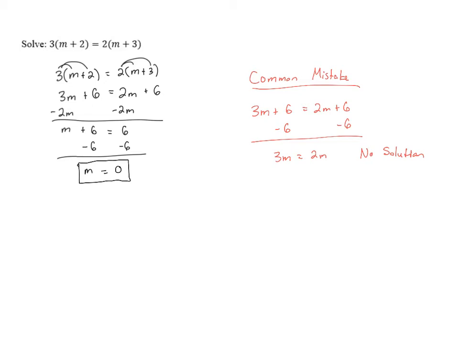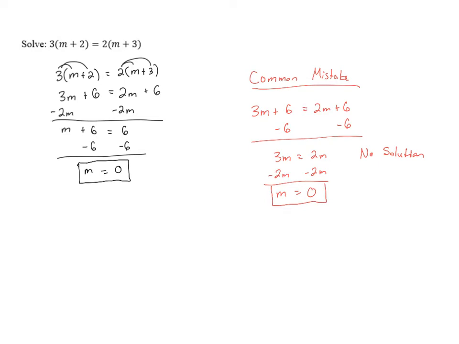But that is a mistake because we can still isolate m. We haven't lost m yet. So if we subtract 2m from both sides, 3m minus 2m is m, and on the right, 2m minus 2m is 0, we still end up getting the right answer.